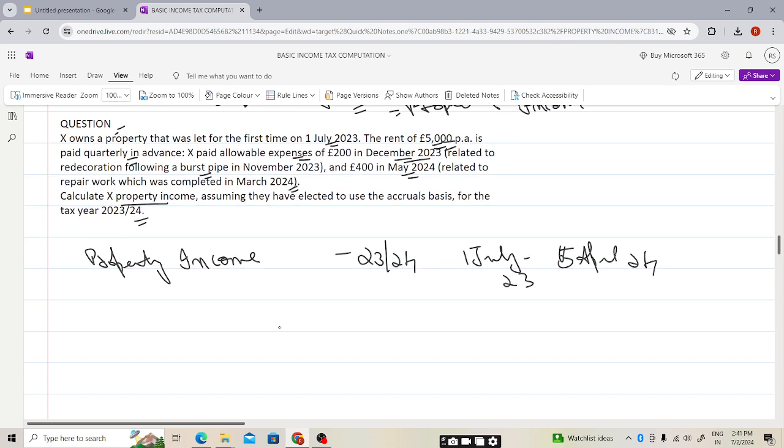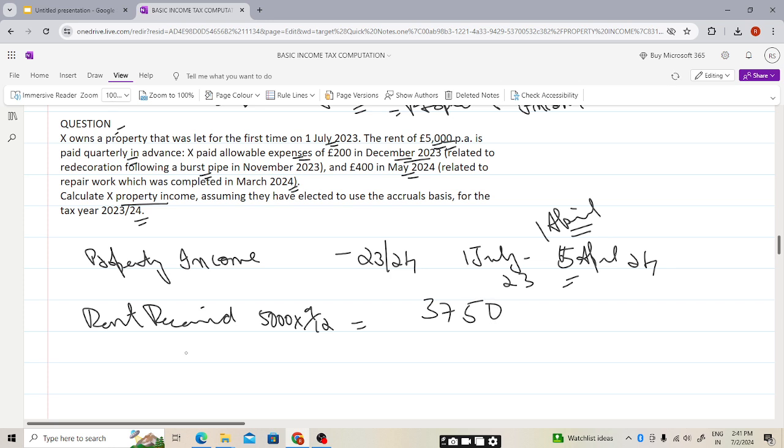5,000 was on a per annum basis, but what is the number of months? July, August, September, October, November, December, January, February, March. The rent you are getting on 1st April you will not consider, students, because this is not cash basis, this is accrual basis. If it was cash basis you would have included it, but under accrual basis it is not included, because only 9 months you will be considering. Rent received is 5,000 into 9 divided by 12, which gives 3,750. Allowable expenses, what are the expenses that will be allowable?